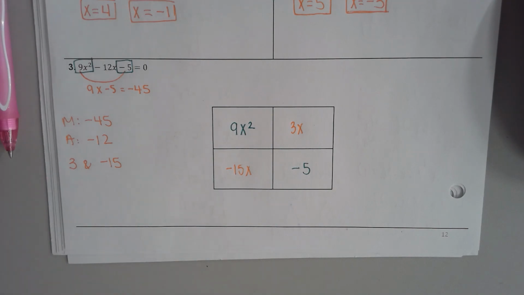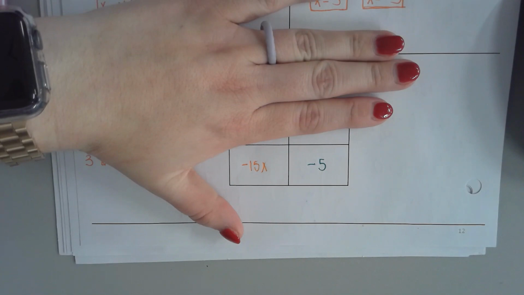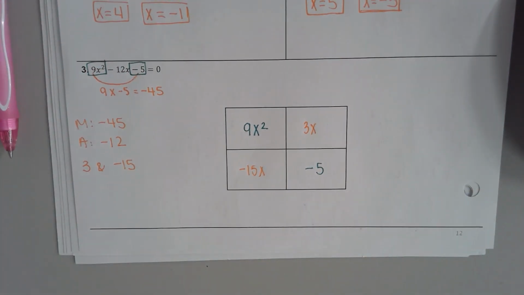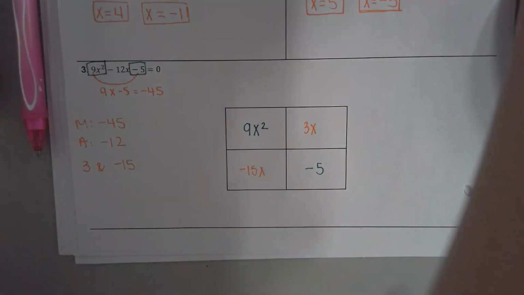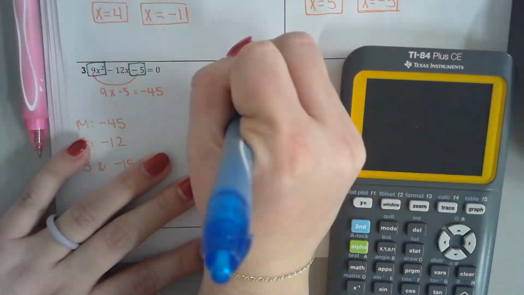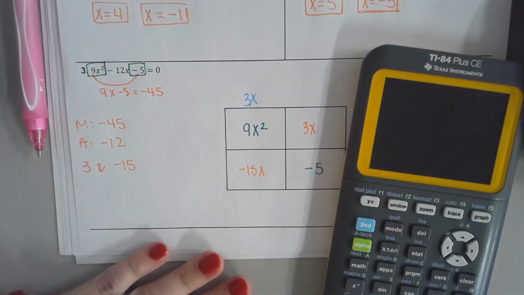And then we're going to look at each column and each row separately, and we're going to find the GCF of each column and each row. So let's look at this column. 9x squared and -15x. What do those 2 boxes have in common? Or what can you divide both of those numbers by? 3. You can divide them both by 3, and they both have an x. So I'm going to put a 3x there.